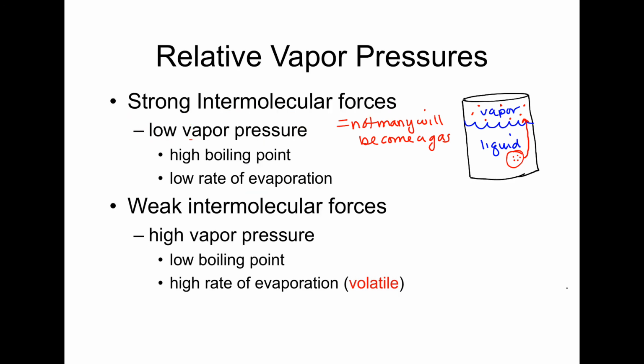So all the opposite things are true for things with weak intermolecular forces. And those weak intermolecular forces that we're talking about are things like dispersion forces. Those are our weakest of our intermolecular forces. Things that only have weak intermolecular forces aren't particularly attracted to each other. And so they're really pretty willing to become a gas, so to move apart from each other. And because they're willing to become a gas, a lot become gas particles.